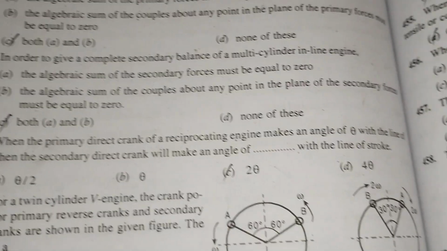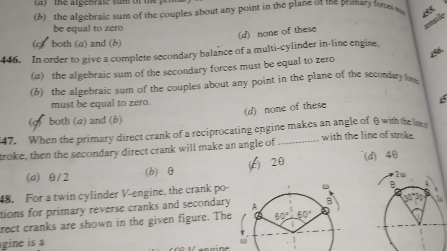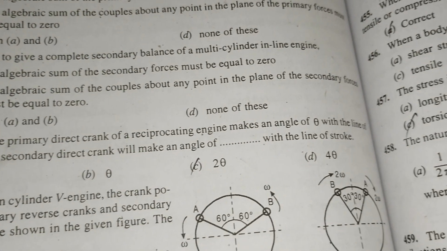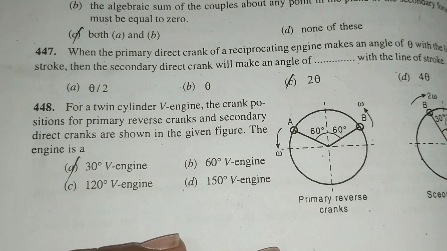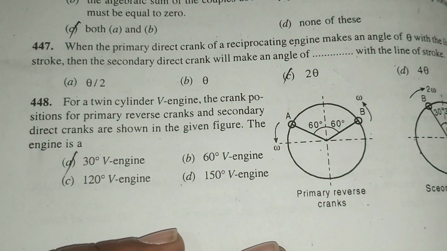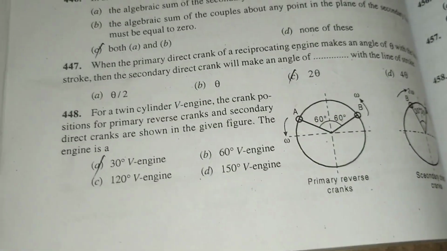When the primary direct crank of a reciprocating engine makes an angle theta with the line of stroke, then the secondary direct crank will make an angle of 2 theta with the line of stroke. For a twin cylinder V engine, the crank positions for primary reverse crank and secondary direct cranks are shown in the given figure. The engine is a 30 degrees V engine.